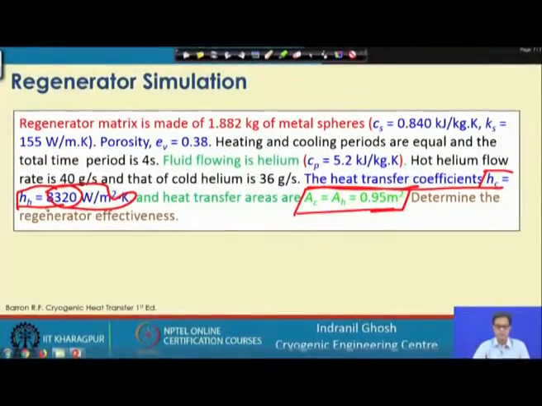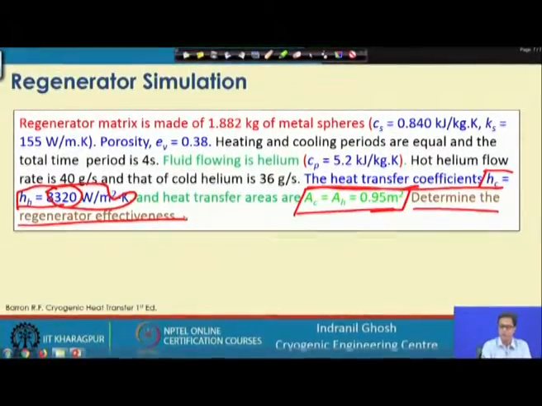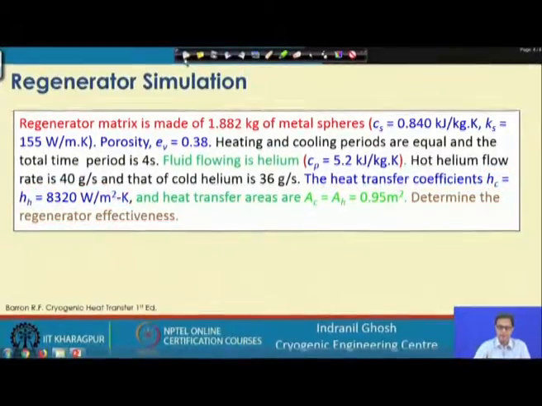So, this is also known, and what we need to know is the effectiveness. That is, the regenerator effectiveness we need to calculate, and we have been told about the other parameters. Some of the parameters are given, and what we have to find out is the regenerator effectiveness, and what would be the process to do that. We will discuss it in the next slide.